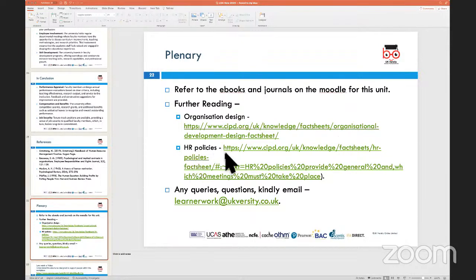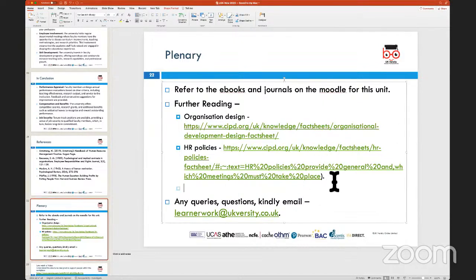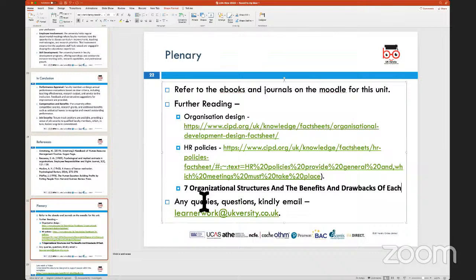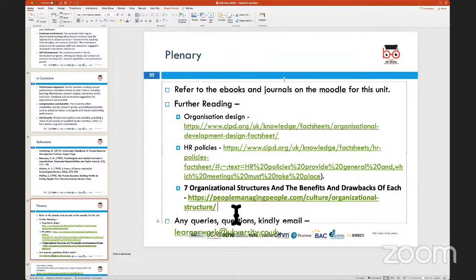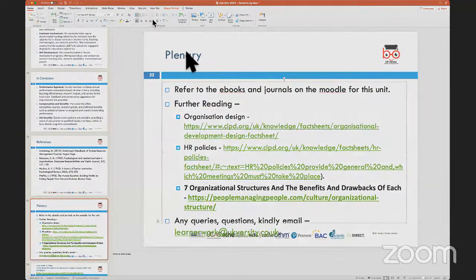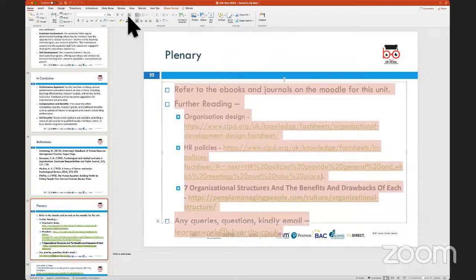One is the HR policies CIPD worksheet. That worksheet is quite useful because it would throw some more light on the various benefits of HR, the HR roles, and obviously the policies and procedures which are aligned in such a way that they are friendly for the employees of the organization. And the other is, I'm just going to quickly show this to you.